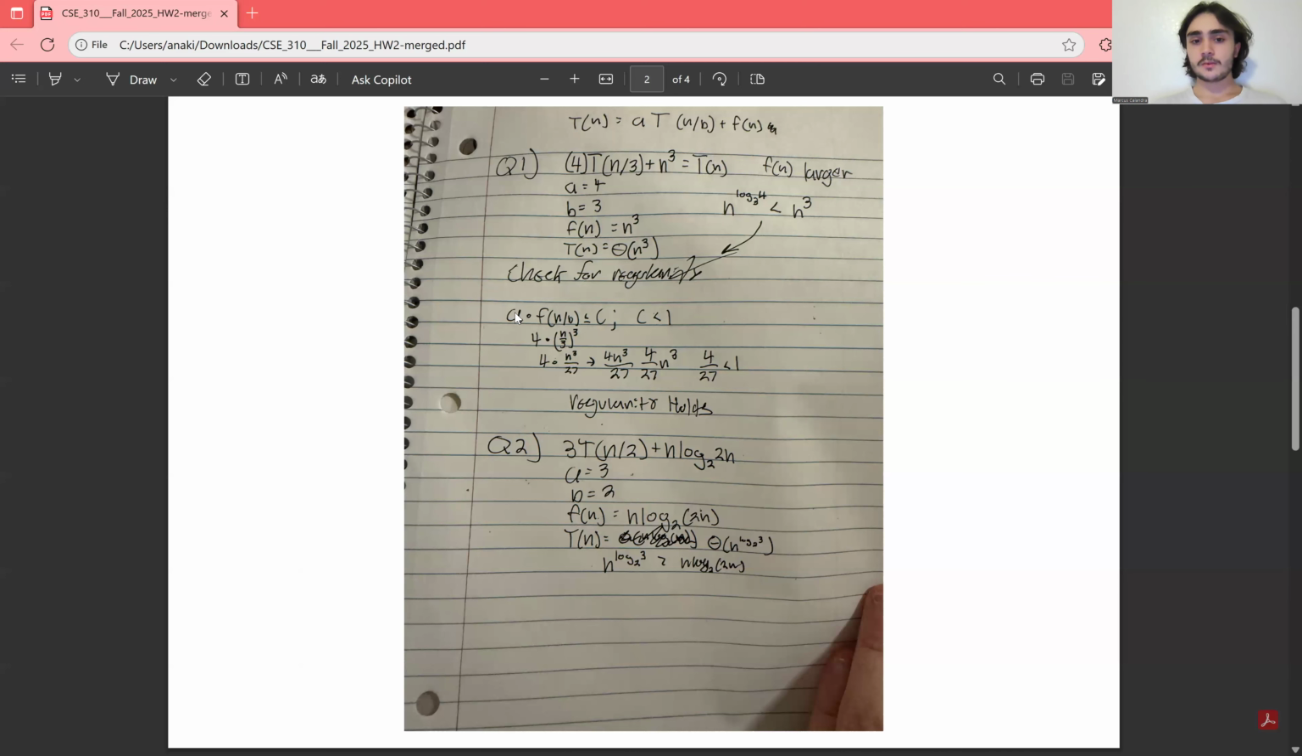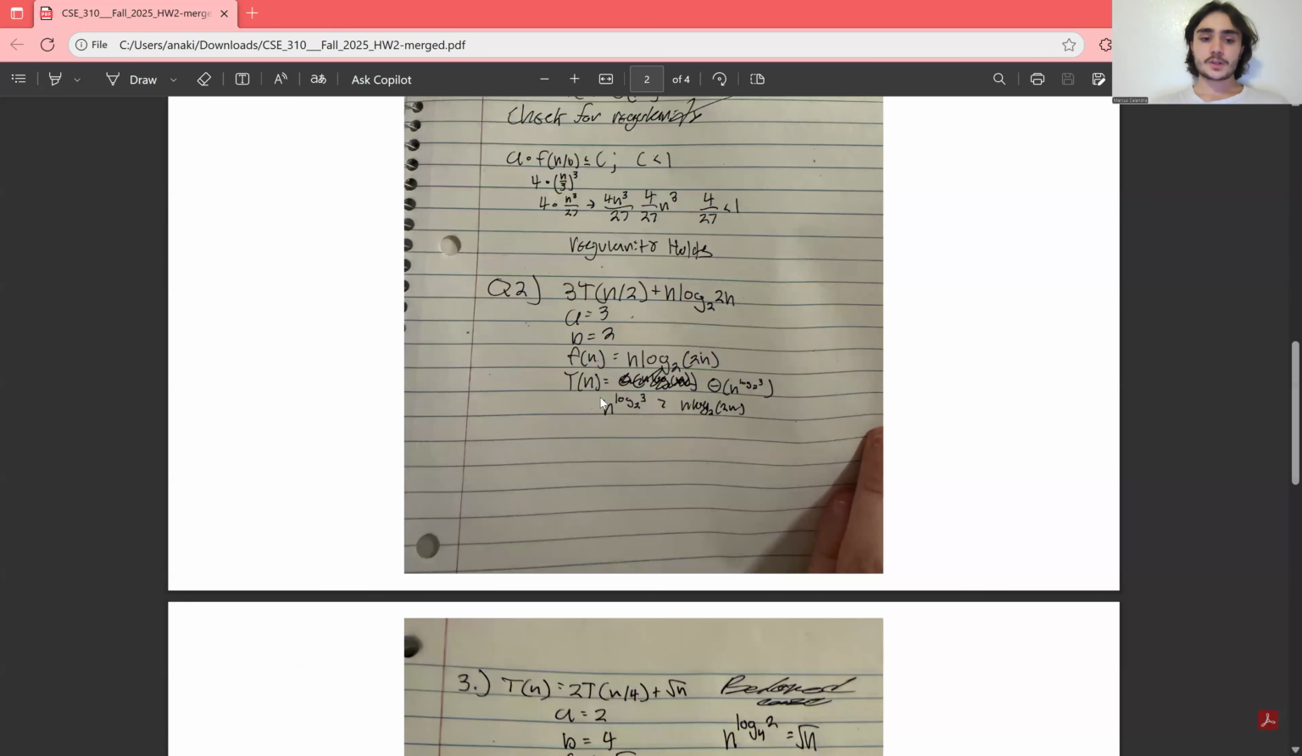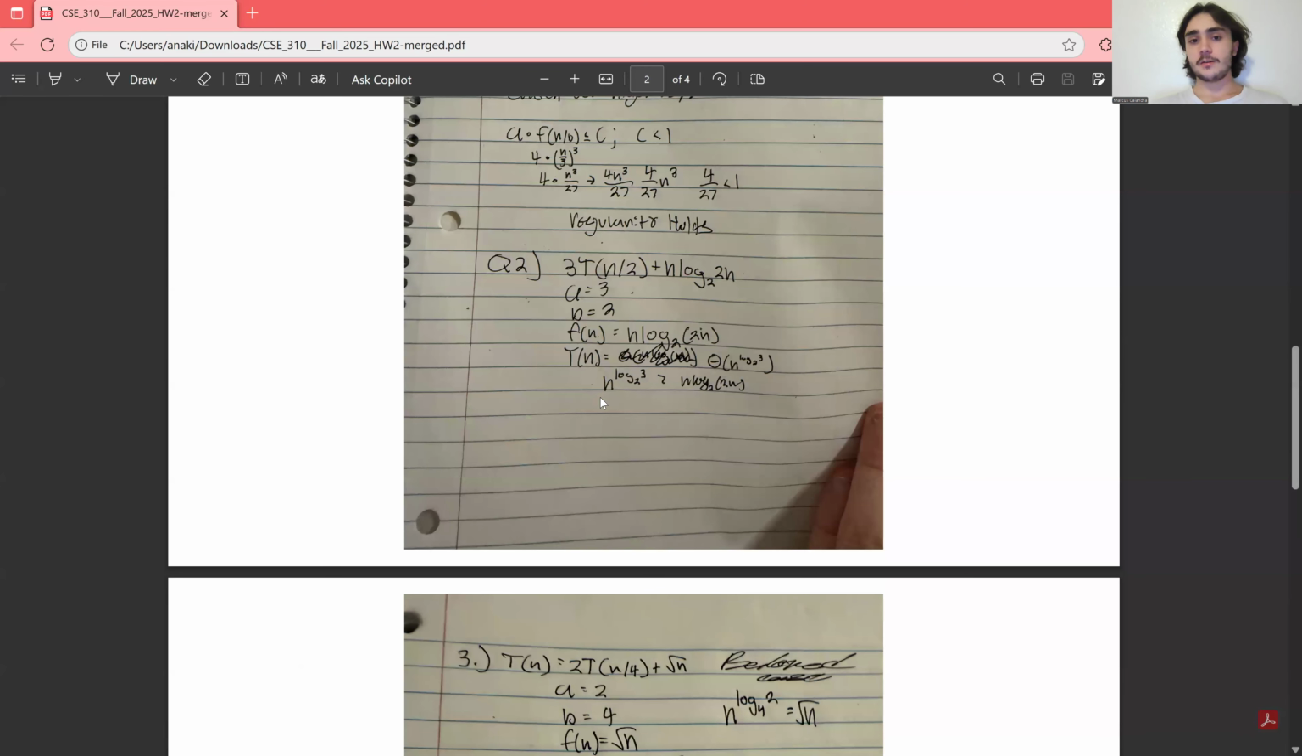So we plug this in and it has to be smaller than c. So a is 4, b is 3. So it's 4 times n divided by 3, to the power of 3, because f of n is n cubed. So 4 times n to the power of 3 divided by 27 is the same as 4 divided by 27 times n to the power of 3. 4 divided by 27 is, of course, smaller than 1, so regularity holds for question 1, sorry. And then for question 2 and question 3, we don't need to check for regularity.